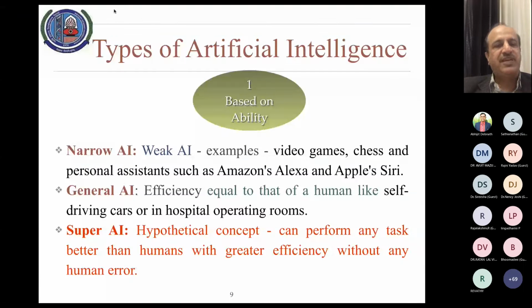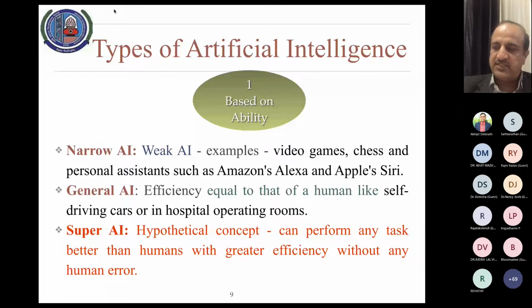Take the example of narrow AI, which is also named weak artificial intelligence. The video games we are playing, chess, or personal assistants like Alexa from Amazon, as well as Siri from Apple, are all narrow AIs. If we have self-driving cars, or in a hospital room the AI is working by means of a robot, that is general AI.